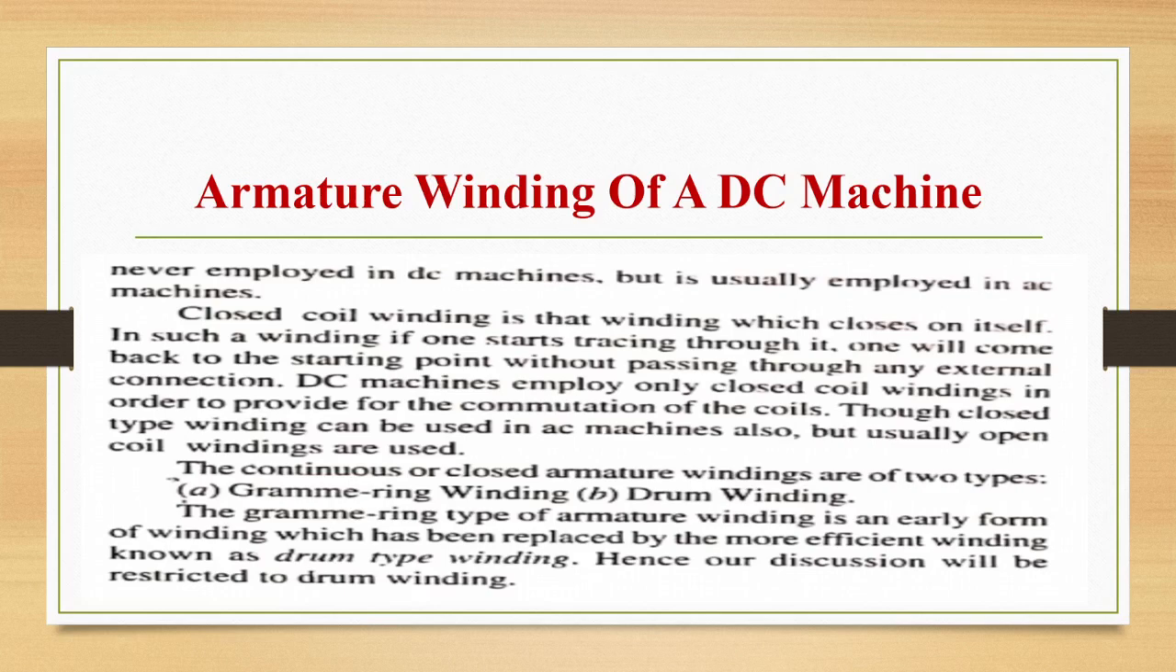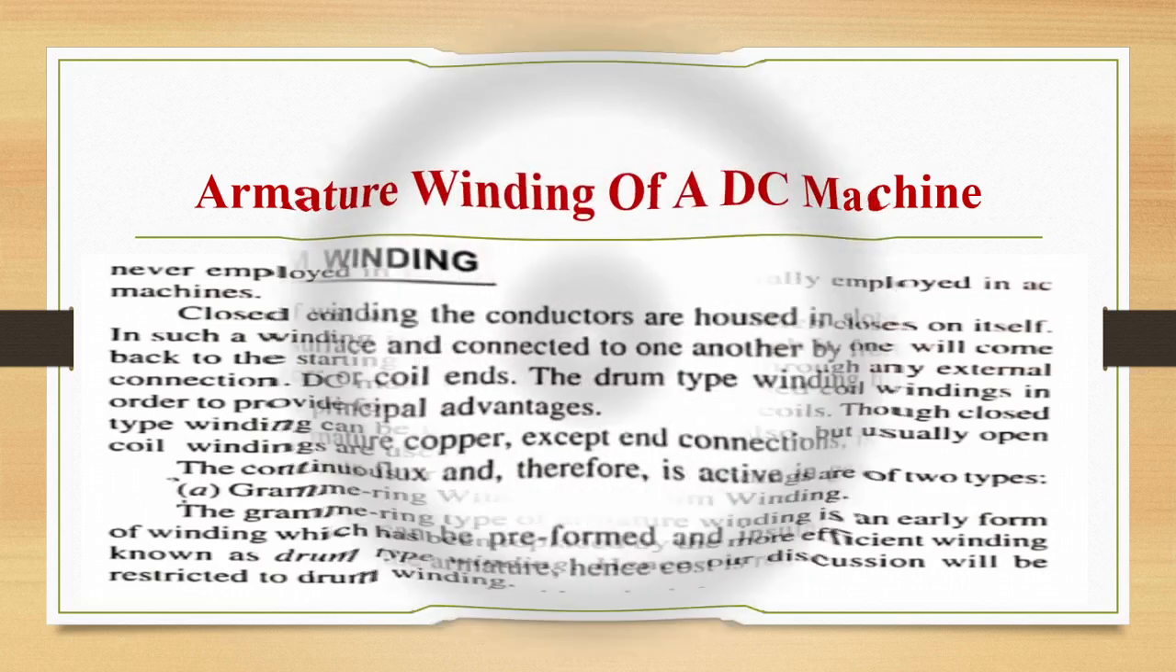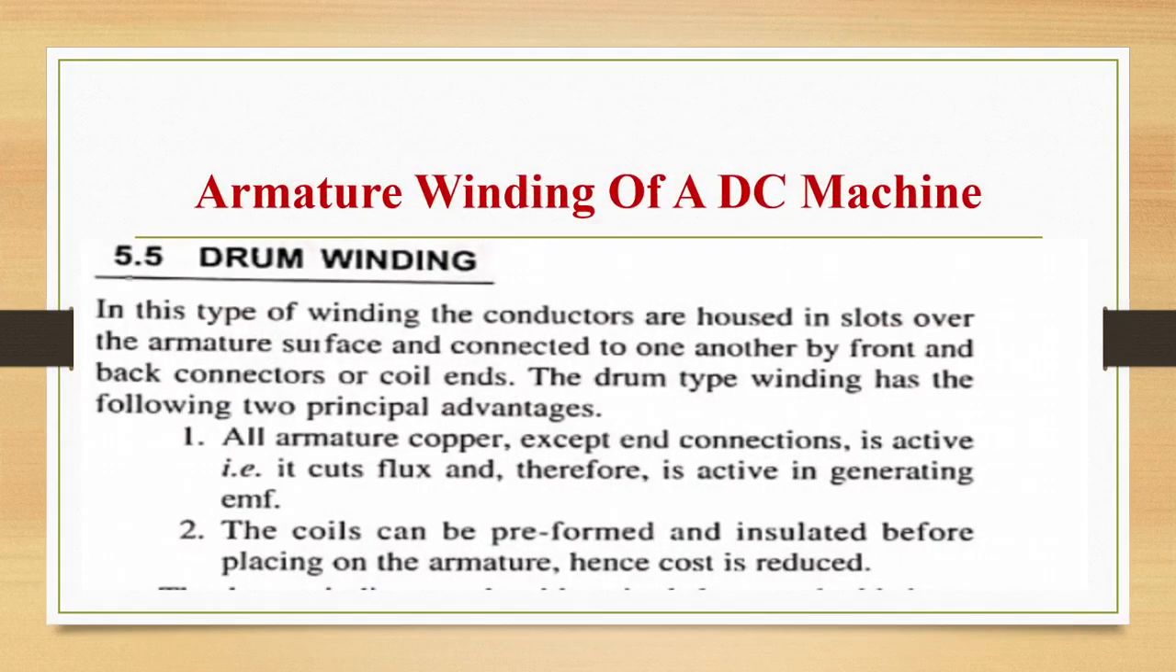So continuous or closed windings are of two types: gramme ring winding and drum winding. Gramme ring type of armature winding is an early form of winding which has been replaced by a more efficient winding called drum winding. So our discussion will be restricted to drum winding. In this winding, conductors will be housed in slots over the armature surface and connected to one another by front and back connectors or coil ends.